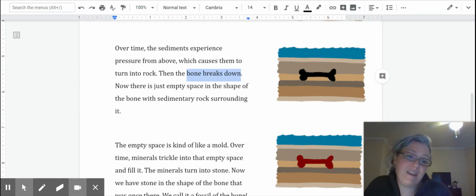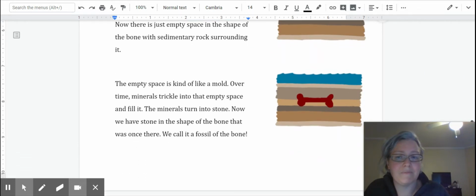Bone came from a living thing. It breaks down just like everything else of living things breaks down. So now the bone broke down. There's sedimentary rock all around it. So now that the bone broke down, there is space left where that bone used to be. The empty space is kind of like a mold. Oh, just like I was talking about that fish mold.